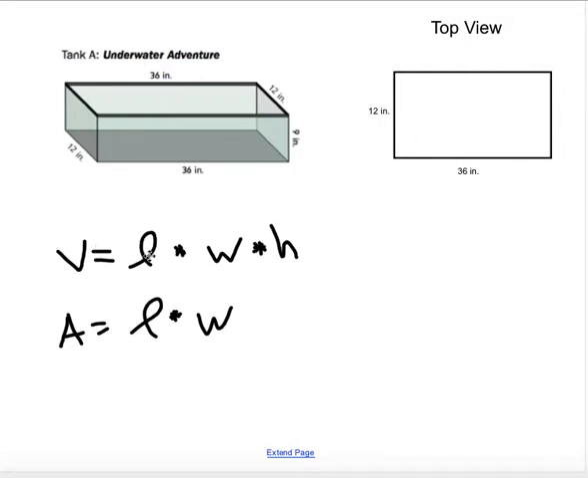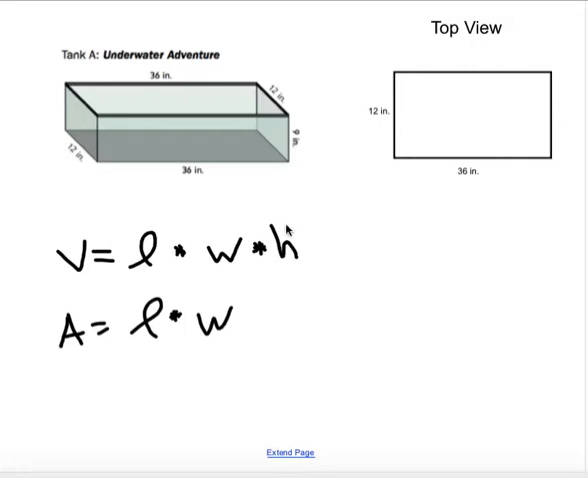Quick reminder, the formula for volume is length times width times height. And in terms of which of these dimensions is length and which is width, for this, it's not really going to matter. It all depends on how the tank is turned. So we'll pick 36 for length and 12 for width, and we're just going to keep those throughout. But it really doesn't matter because you're multiplying, and the order is not important here.